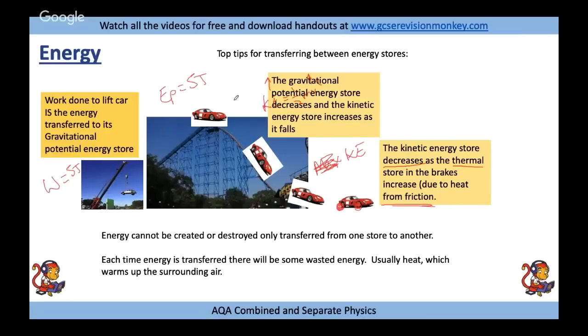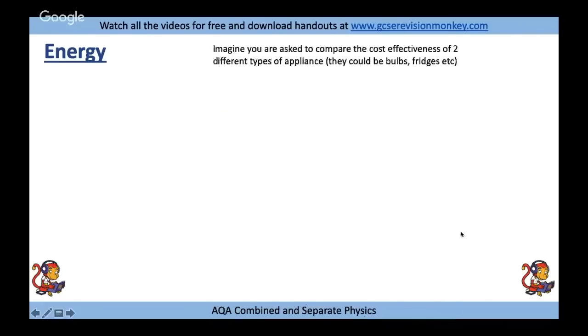His kinetic energy at the bottom here would be equal to 5 joules. And the work done released as heat would be equal to 5 joules as well. Okay, so the energy is transferred each time. Now we're being a bit generous here, that there would be some wasted energy each time, but for simplicity we'll just ignore that.